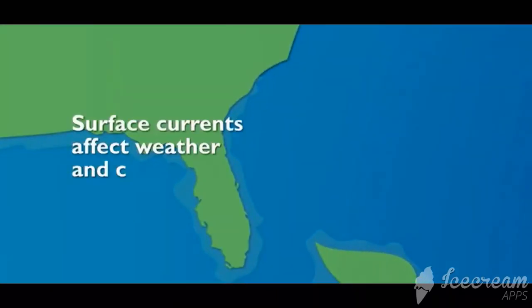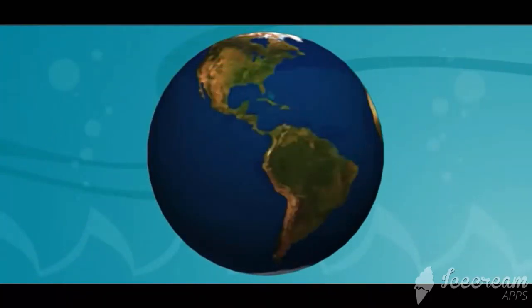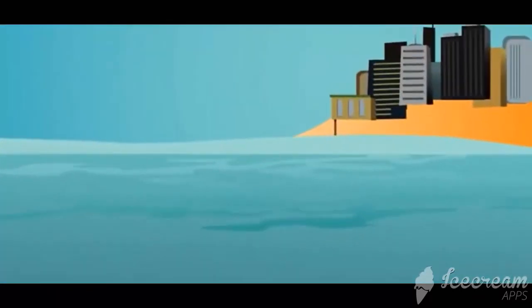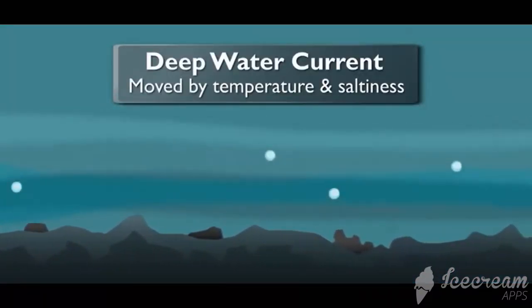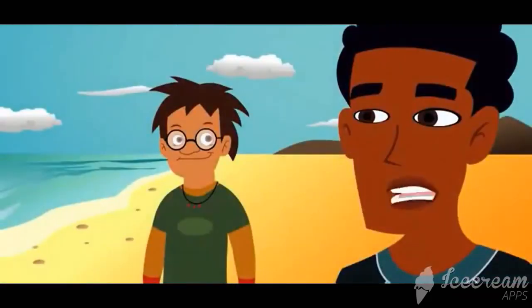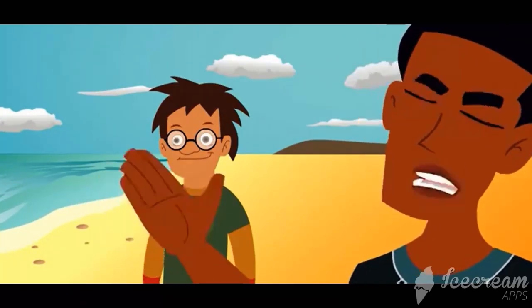One more thing. Surface currents affect weather and climate. As they move along the edge of the continents, they bring hot or cold water along with them. Winds blow the warm or cold temperatures carried by the currents over the land and cause changes in the weather and climate along the coast. What about deep water currents? The wind can't do much for them if they're deep underwater. You're right. Unlike surface currents, deep water currents are moved by temperature and saltiness, not wind. Yeesh. Between the waves and the currents, there sure is a lot of commotion in the ocean.